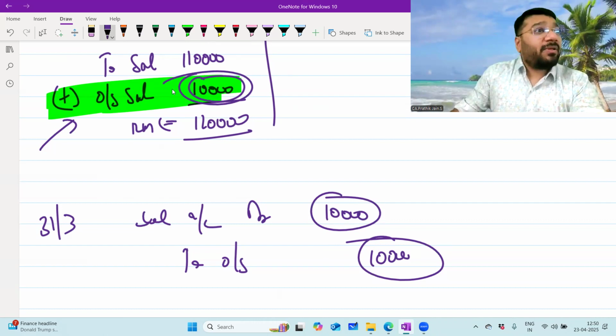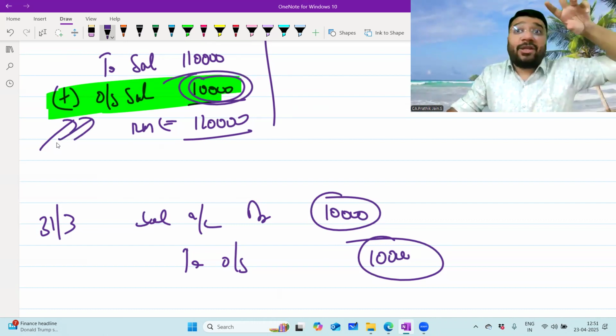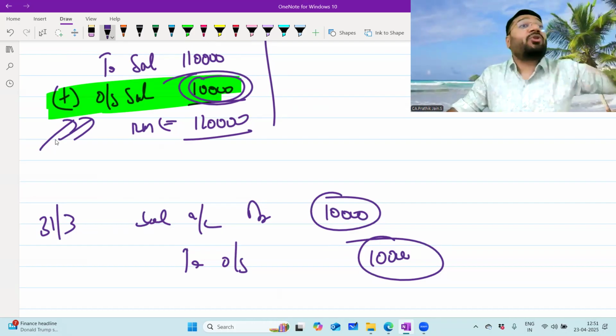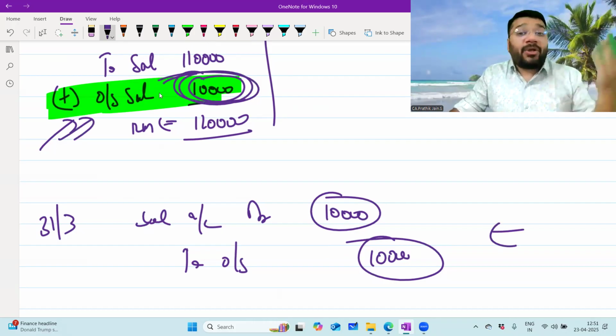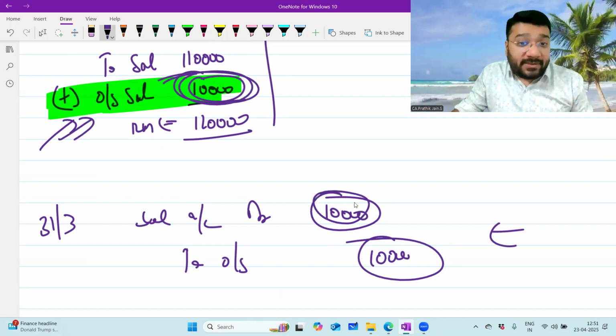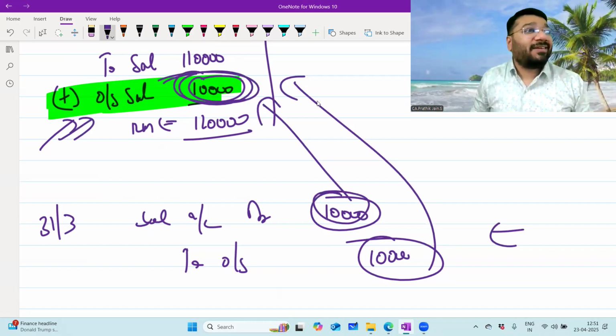You've added 10,000 rupees, no? How is it coming here? Only by passing a journal entry. I told you, anything and everything that is coming in your accounts is routed or rerouted through a journal entry. So because of this journal entry, 10,000 is added. My question is: is it the debit part of the journal entry or the credit part of the journal entry?